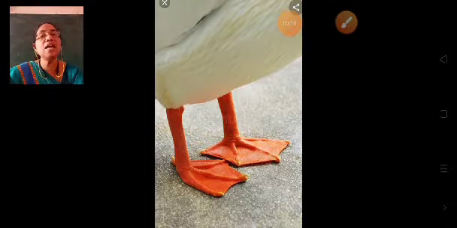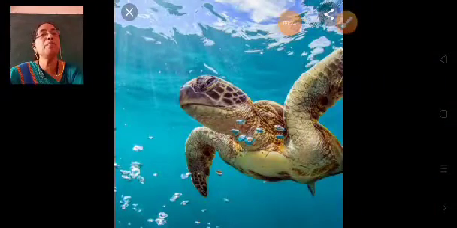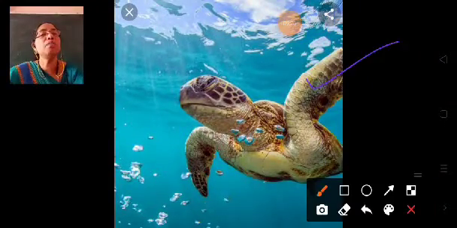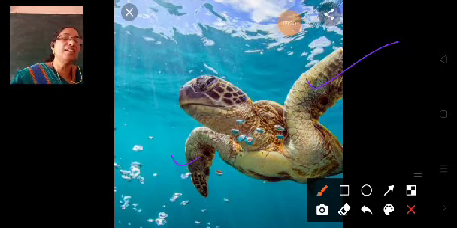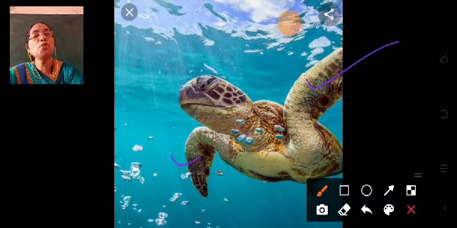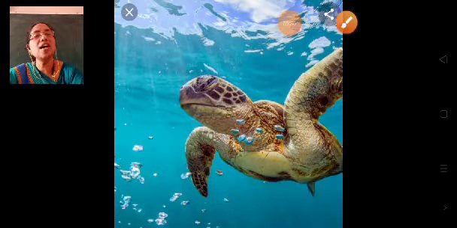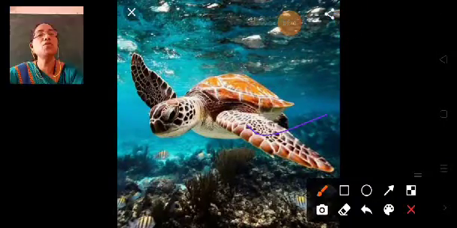Webbed feet and paddle-like limbs of turtle help them to push back water while swimming. These are the paddle-like limbs of turtle. This helps them to push back water and swim. Okay. Limbs of turtle.